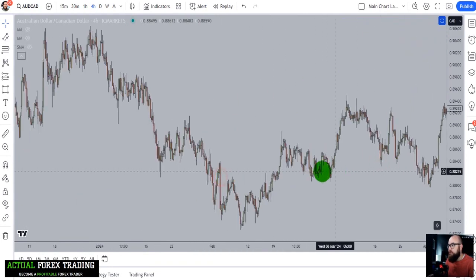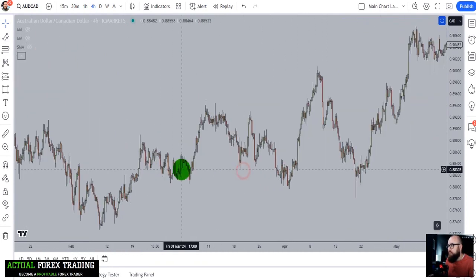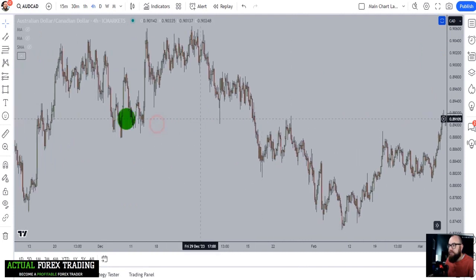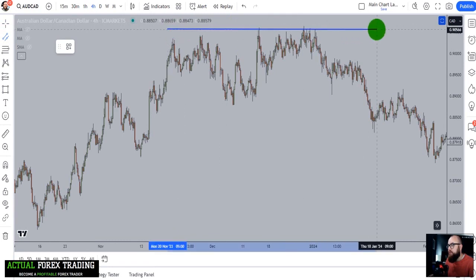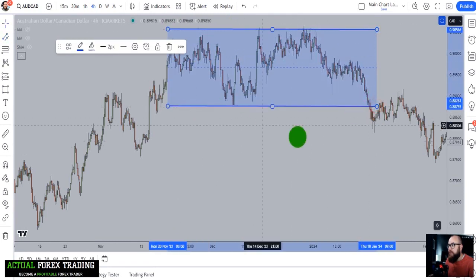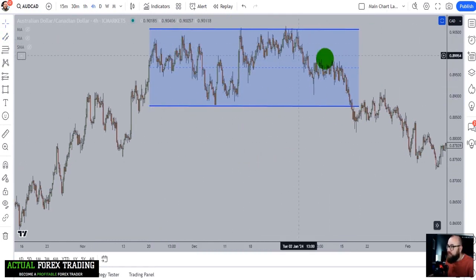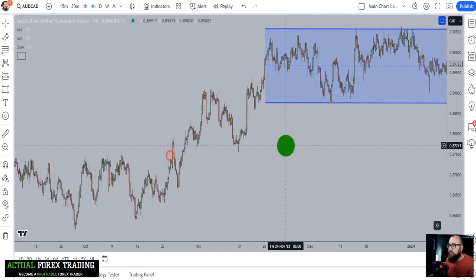Okay, if we were to perhaps look at the swings here, once again, we can just do the tops and bottoms. We have potentially a horizontal channel. It was also a double top pattern.